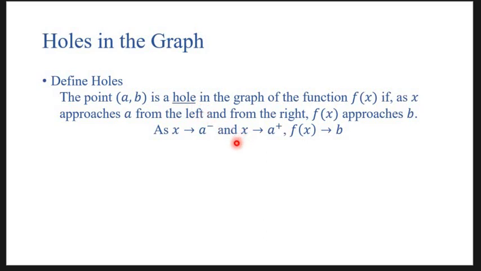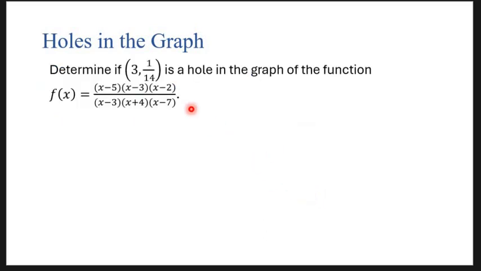So to identify holes in the graph, or to prove that something is a hole in the graph, we can just prove that as x approaches a from the left and as x approaches a from the right, the function values are approaching some specific value b. So here's an example. Determine if (3, 1/14) is a hole in the graph of f of x, the same function we were looking at before.